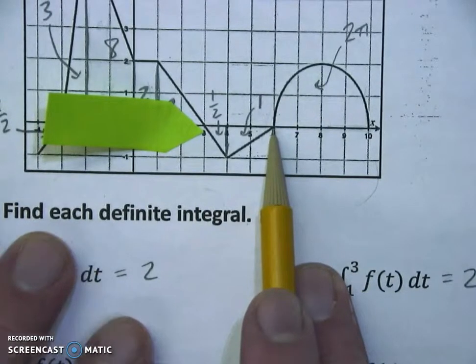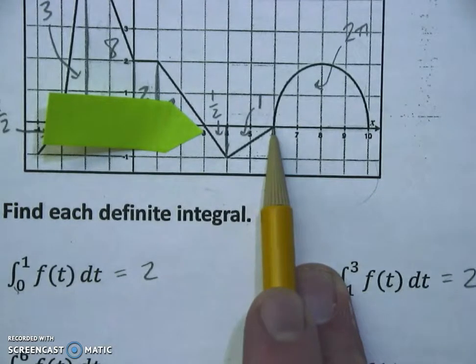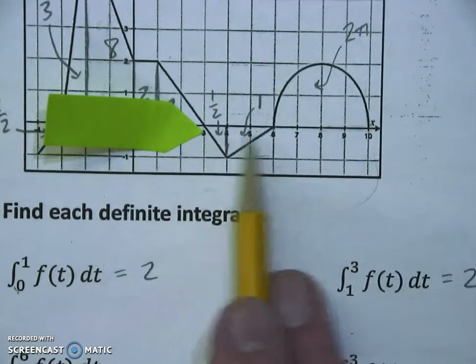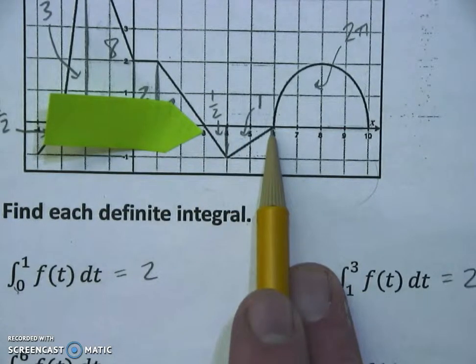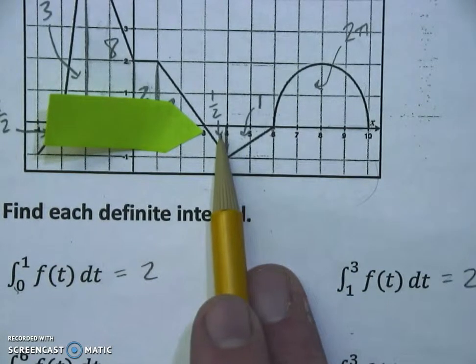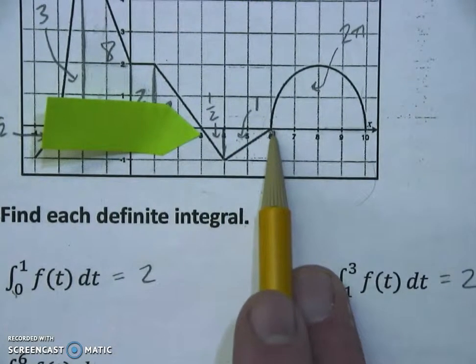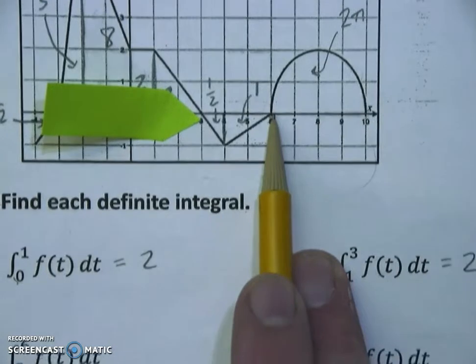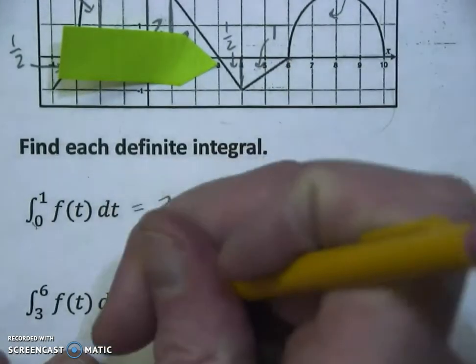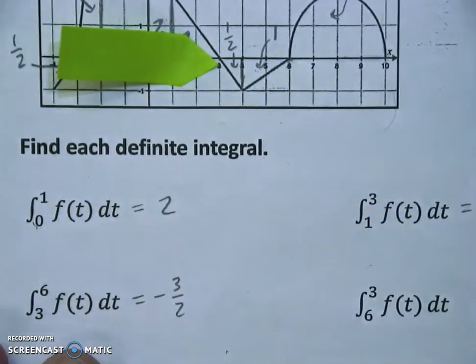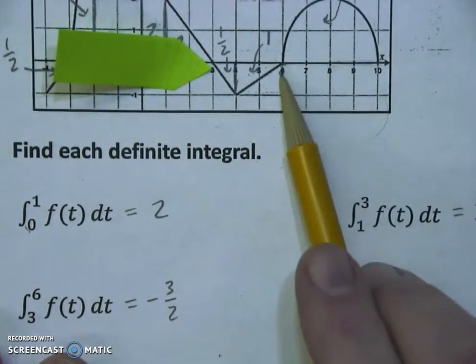I'm traveling to the right, so area above the axis is positive, area below the axis is negative, and what you'll see, I hope, is that all of the area that I need to calculate this time is negative. So I'm going to calculate that total area. I've got a negative 1/2, I've got a negative 1, and altogether that adds up to negative 3/2. Negative 3/2.